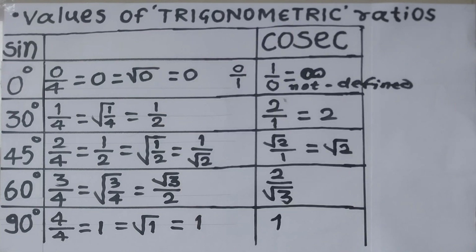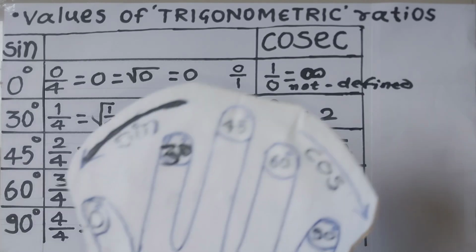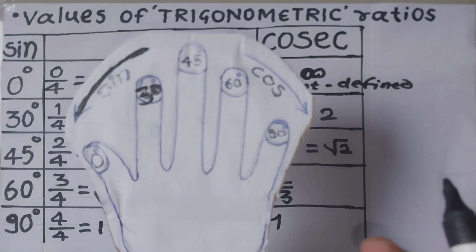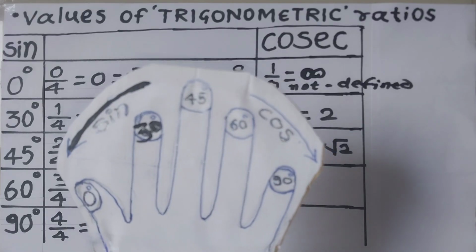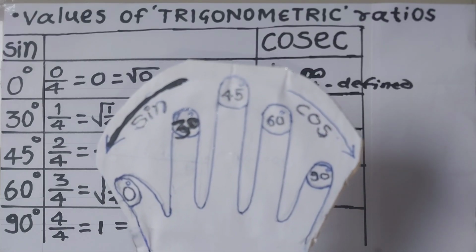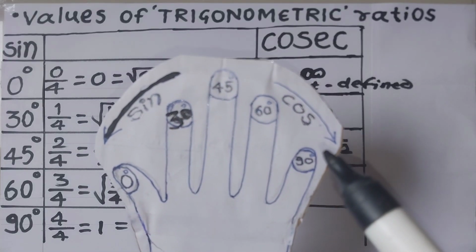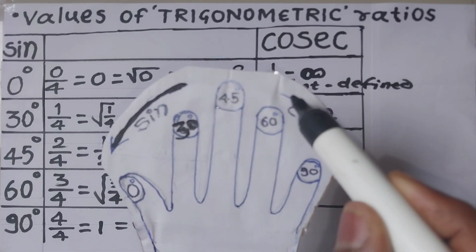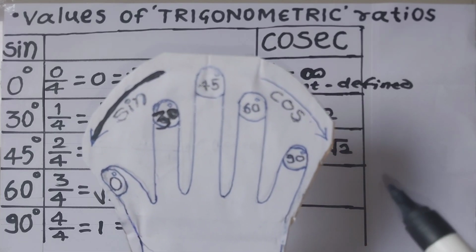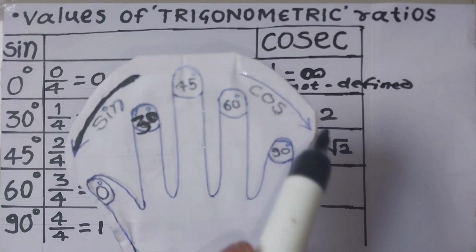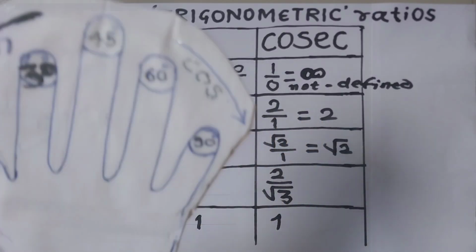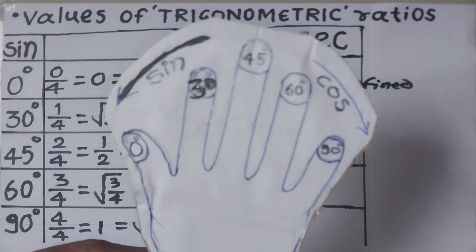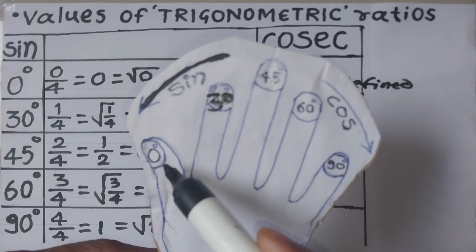Now I will tell you how to find the values of cos, using these fingers of the hand. Now look here carefully. When we find values of cos, then we go clockwise. This direction I have shown here is the clockwise direction.